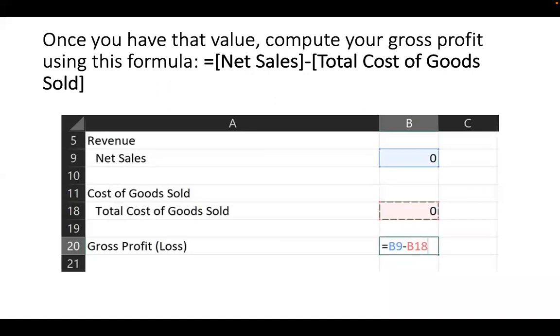Now we have revenue, cost of goods sold and gross profit. So we have to compute the gross profit, which is net sales, this is our net sales, minus total cost of goods sold. Simply, if we want to find the profit of a business, we should have net sales in our hand, and then we subtract the cost of goods sold, and we will get the gross profit.